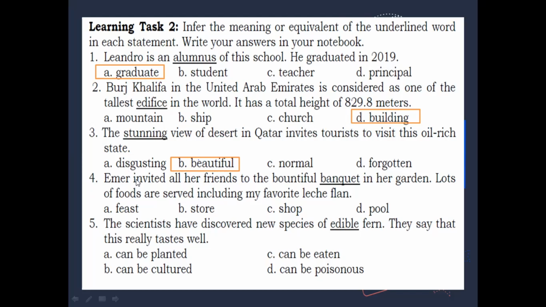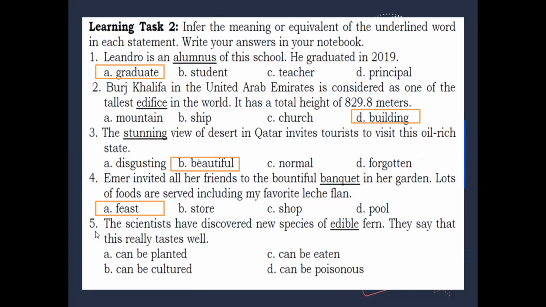So, it says there are lots of food served. So, where can we find the lots of food served? A, in a feast, B, store, C, shop, or D, in a pool. So, the answer is feast. Why? Banquet or feast is the same. So, a feast has a lot of food served. And banquet is also an event in which a lot of food is served.